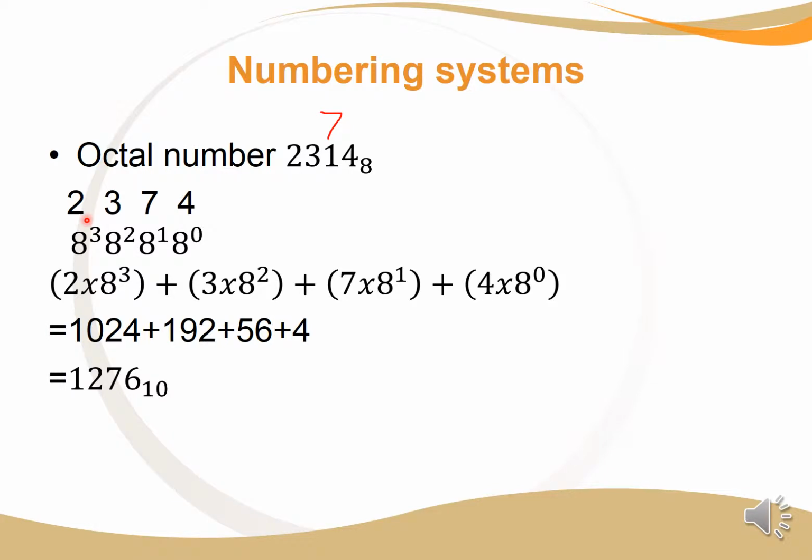Now we write, as we did with binary, the powers of 8 instead of 2, because it's base 8. So 2 times 8 to the power 3 is 1024. 3 times 8 to the power 2 is 192, 7 times 8 is 56, and 4. And then that gives us the decimal value 1276.